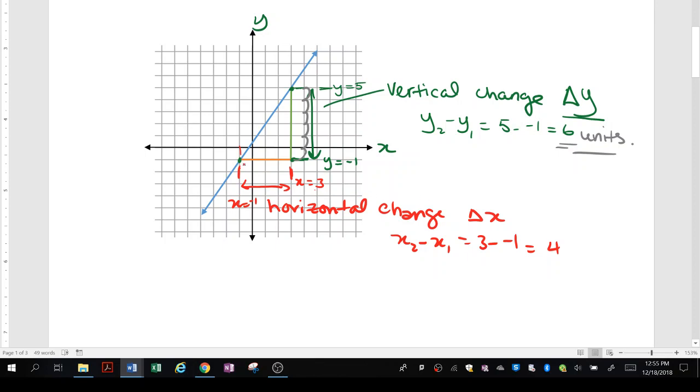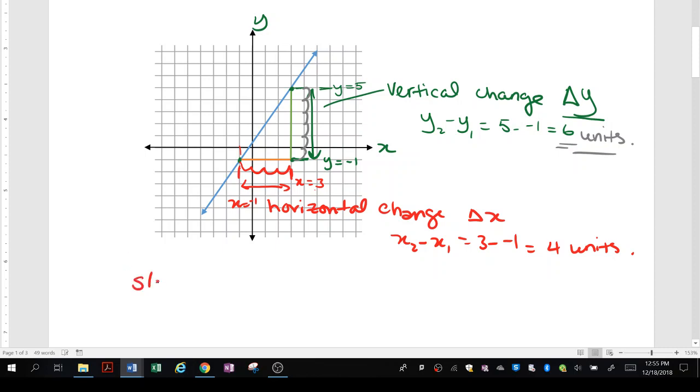Now we could also count this starting from this point, 1, 2, 3, 4 units, and that is 4 units there. So this is our change in y and our change in x.